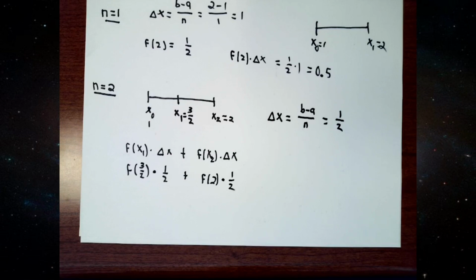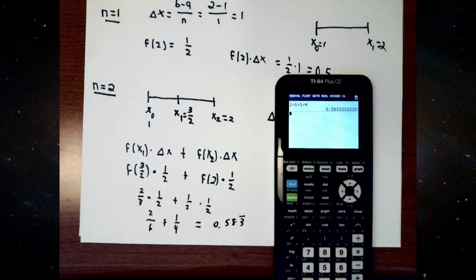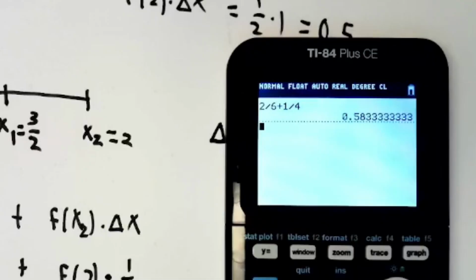The function that we're trying to integrate is the 1 over x function, so f evaluated at 3/2 will be the reciprocal of 3/2, and f evaluated at 2 will be the reciprocal of 2. Doing the arithmetic on my calculator again, the n equals 2 estimate for the integral is 0.58 and then an unending sequence of 3's.